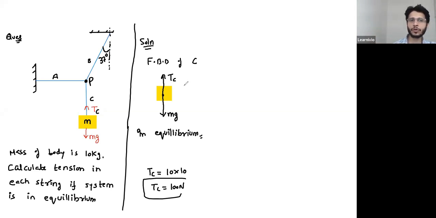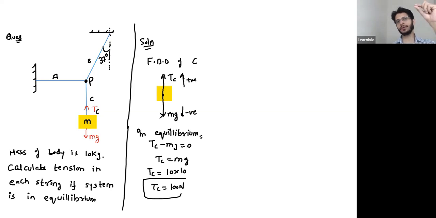Take any of the forces positive. Let's say I'm taking upwards as positive. The body is not moving anywhere, so you can take any direction as positive. If I take upwards as positive, then downwards would be negative. If I add these forces, then TC minus mg equals 0. You will write tension TC is equal to mg. Or you can write directly that if a body is in equilibrium, then the force acting in upwards direction should be equal to the force acting in downwards direction. So tension in string C is equal to 100.